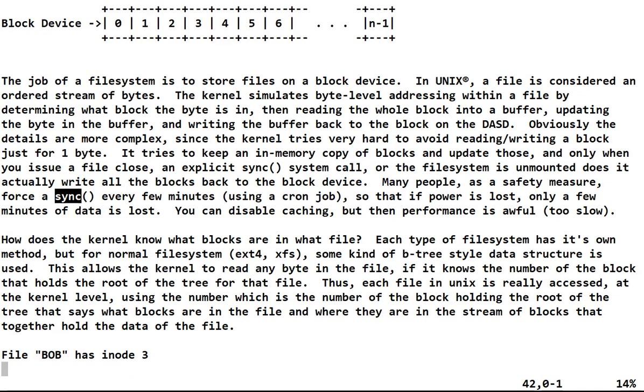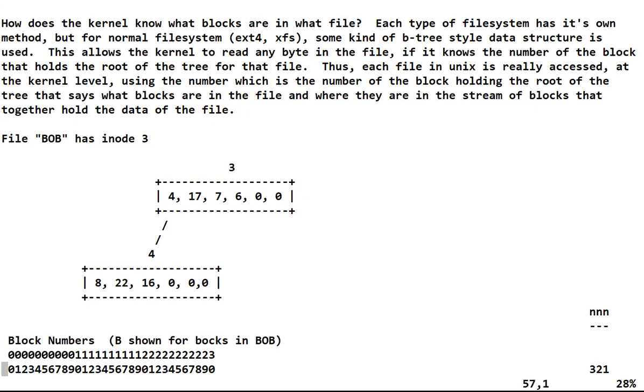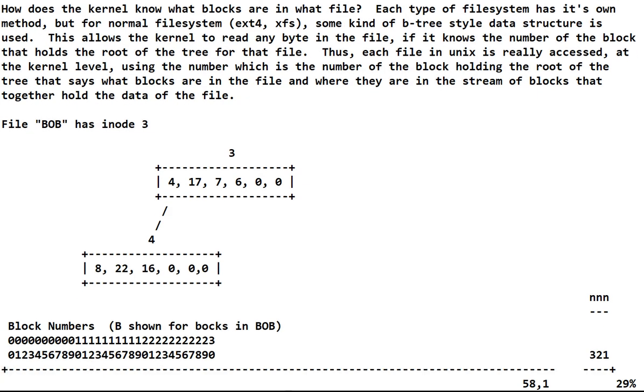How does the kernel know what blocks are in what file? Because the hard disk itself doesn't have a concept of files. It only has blocks. Blocks have numbers. You can read or write. Give it the block number, and it will read or write that block to or from your buffer.